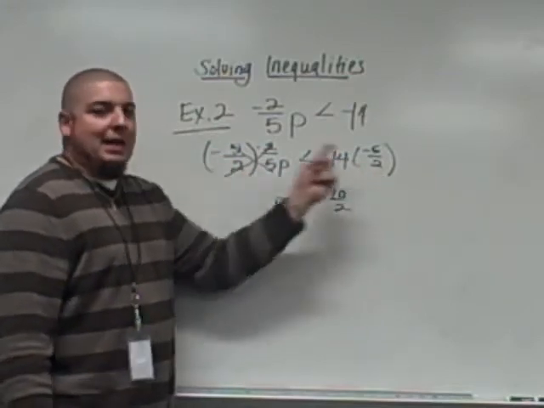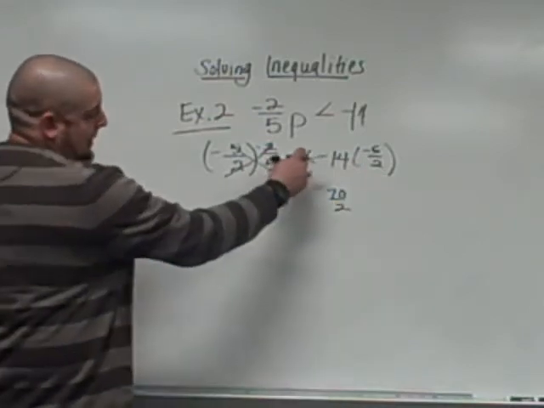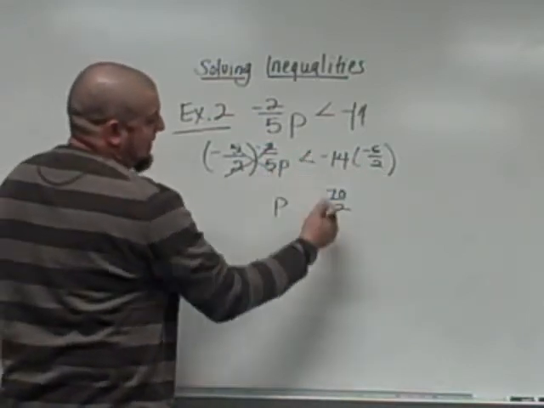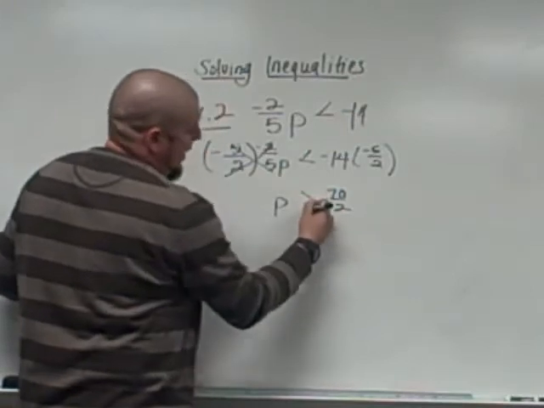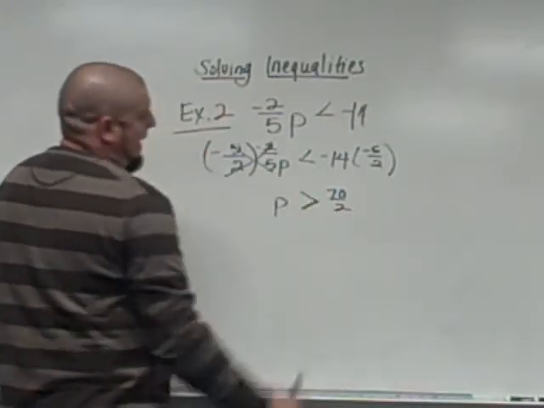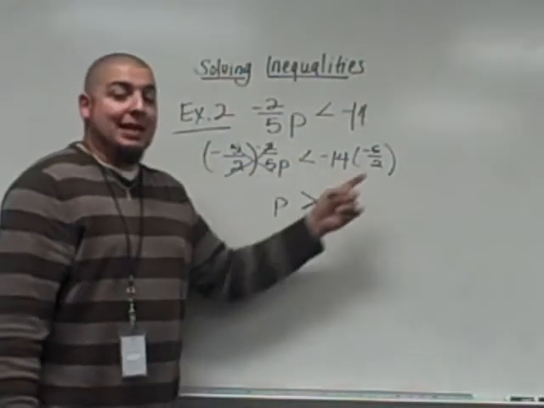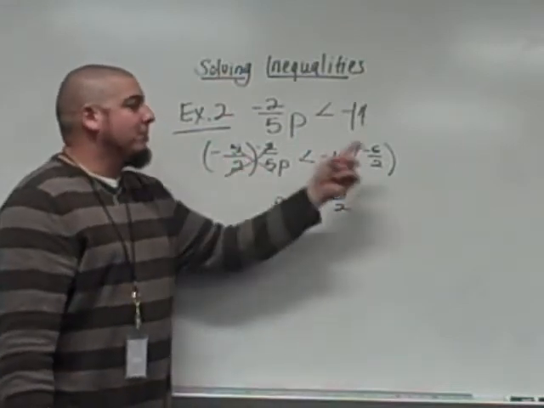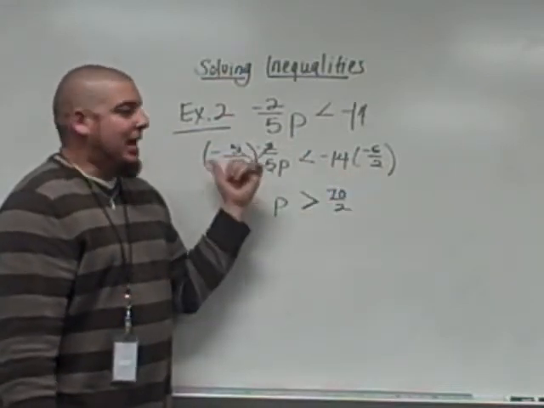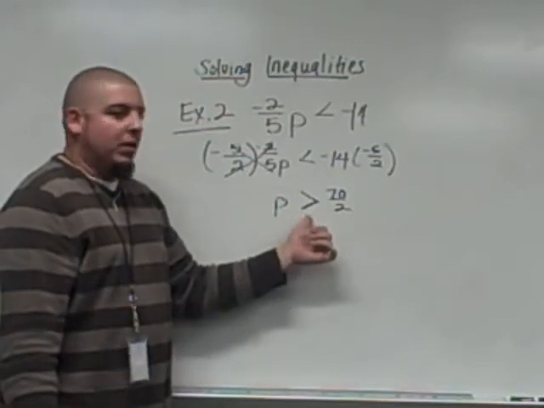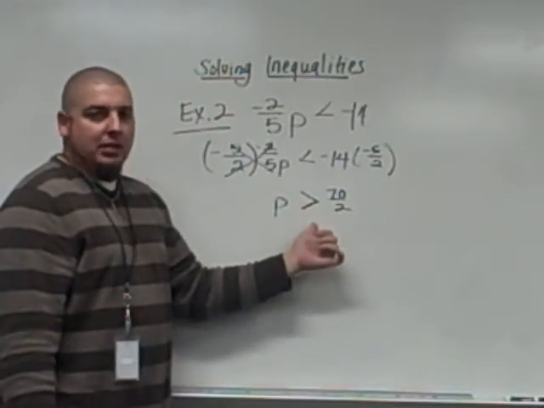If I multiply by a negative, I have to flip this sign. That means right now it's a less than sign. I'm going to have to turn it into a greater than sign. Again, the rule is, if I multiply or divide across a negative sign, I have to flip my inequality sign. So here I flip my inequality sign.